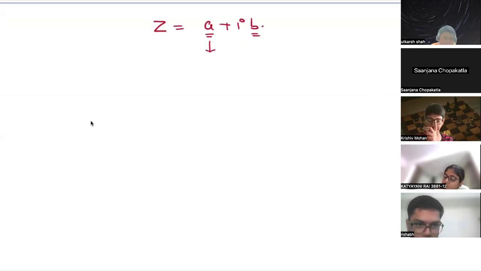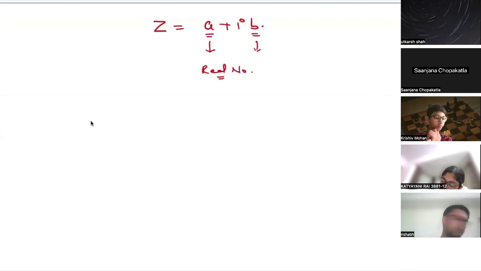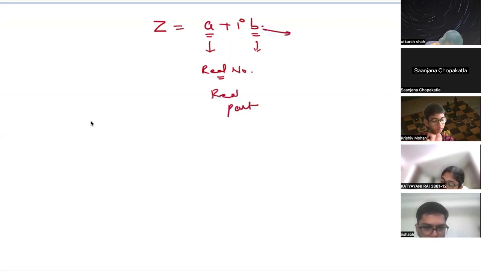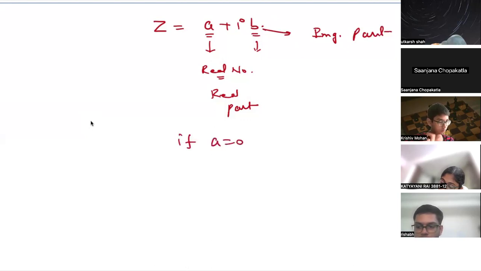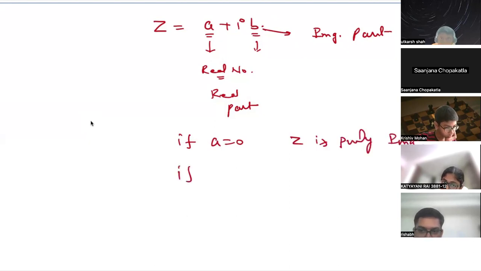These A and B, you know, are real numbers, right? This is called a complex number when we say Z is equal to A plus iB. This A is called the real part and B is called the imaginary part. If A is equal to 0, Z is purely imaginary. If B is equal to 0, Z is purely real.